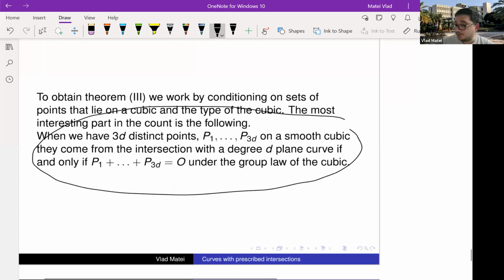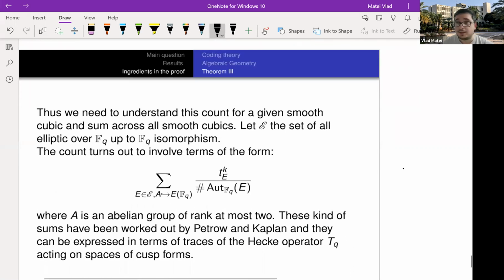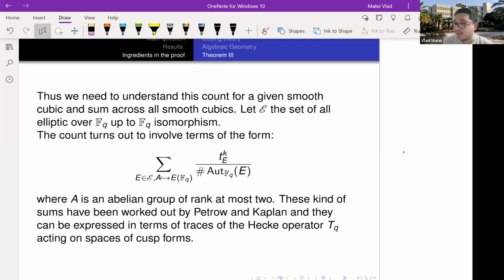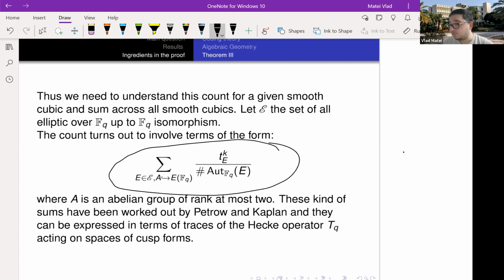And this count turns out to be very interesting because that's where the Hecke thing comes into play. So there's a combinatorial way to set up this problem, and at the end of the tunnel, you end up with these kind of sums that look like this. And that's where the Hecke operators come into play, and actually work of Petrov and Kaplan is going to be heavily used to actually control these sums.